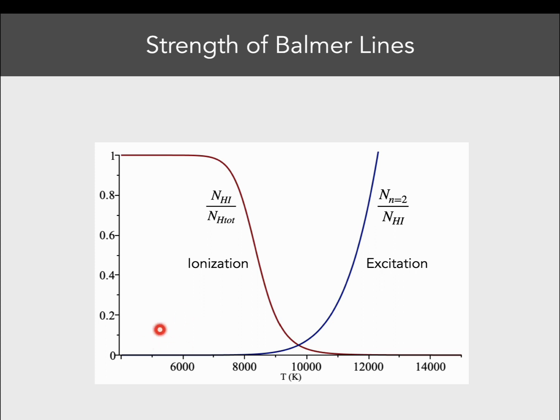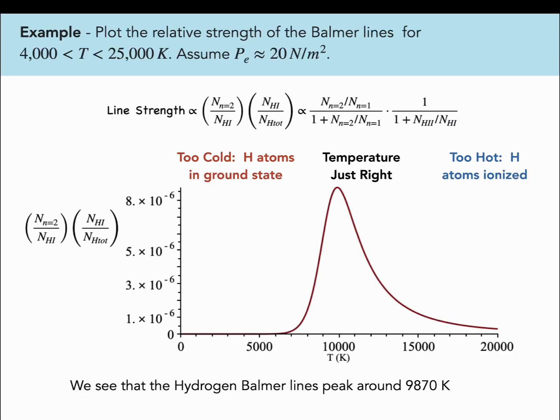On the other hand, if the star gets too cold, almost all of the hydrogen atoms are in the ground state, and they're not going to be in the first excited state. So you're not going to see the Balmer lines. When you multiply these two functions, there's a little region right in here where you get the strongest hydrogen lines. And when you multiply those two functions together, this is what you get.